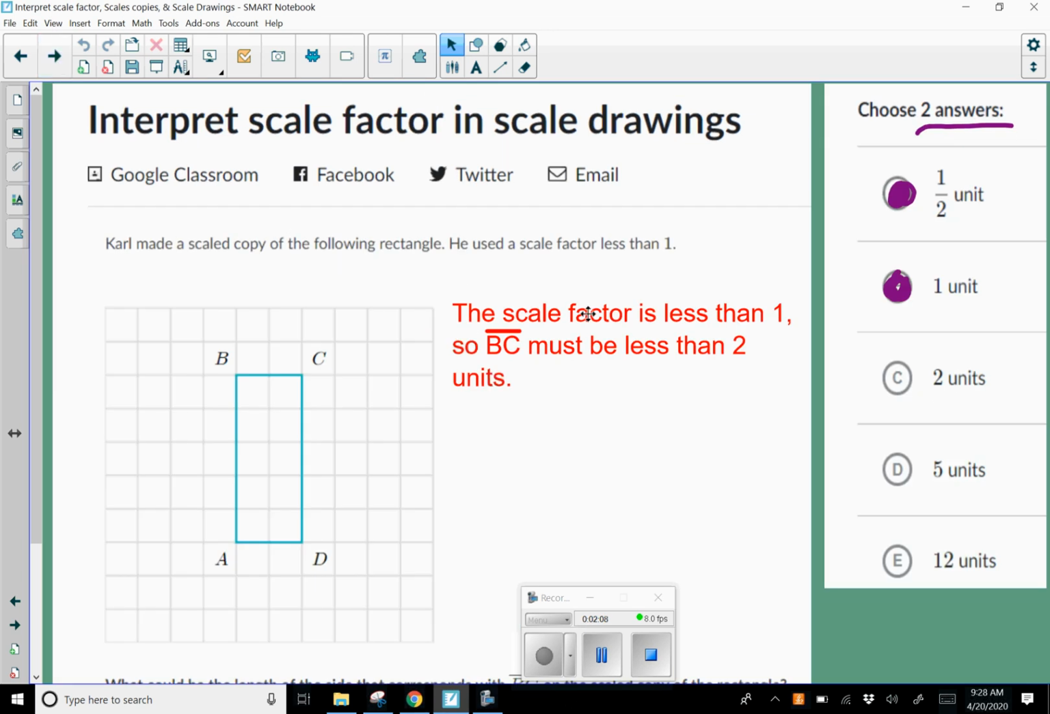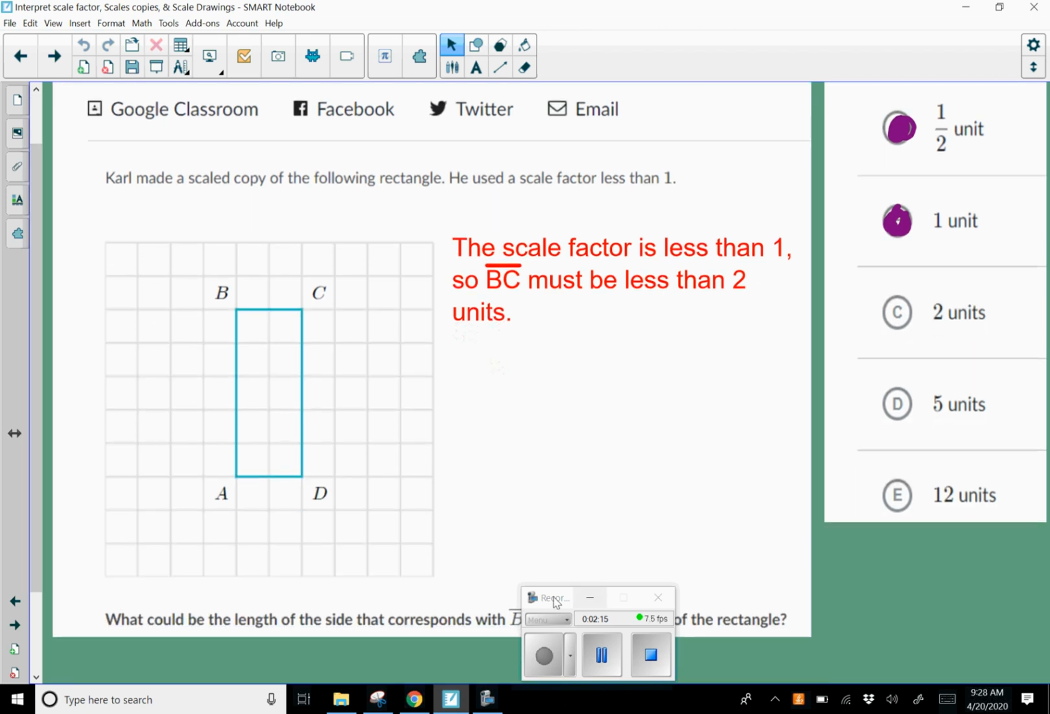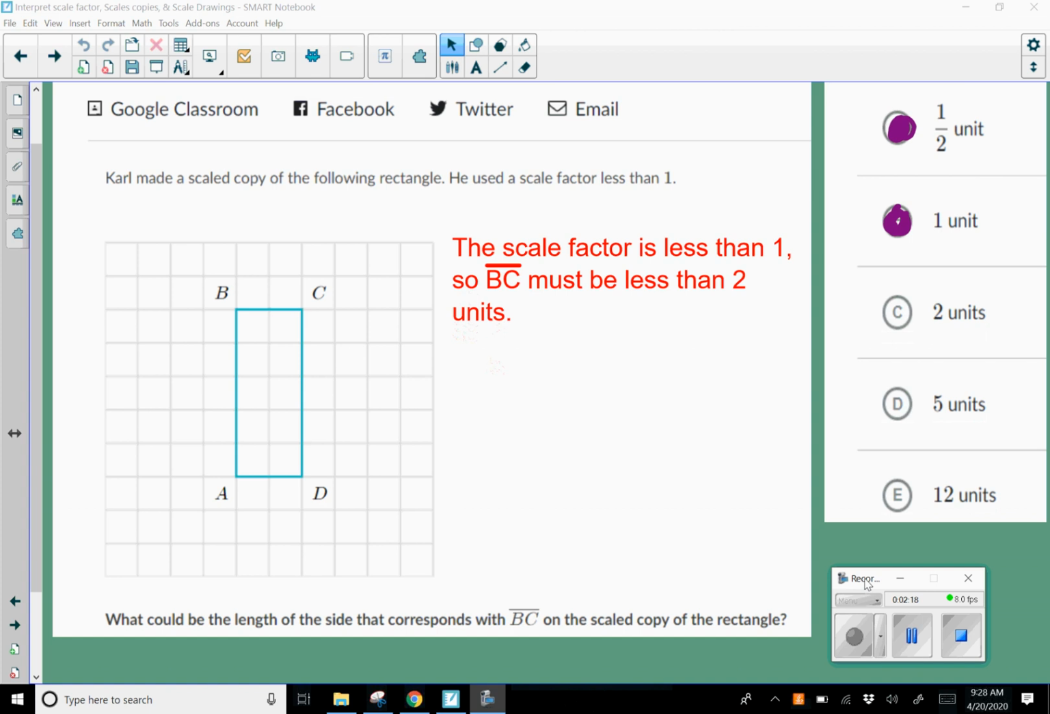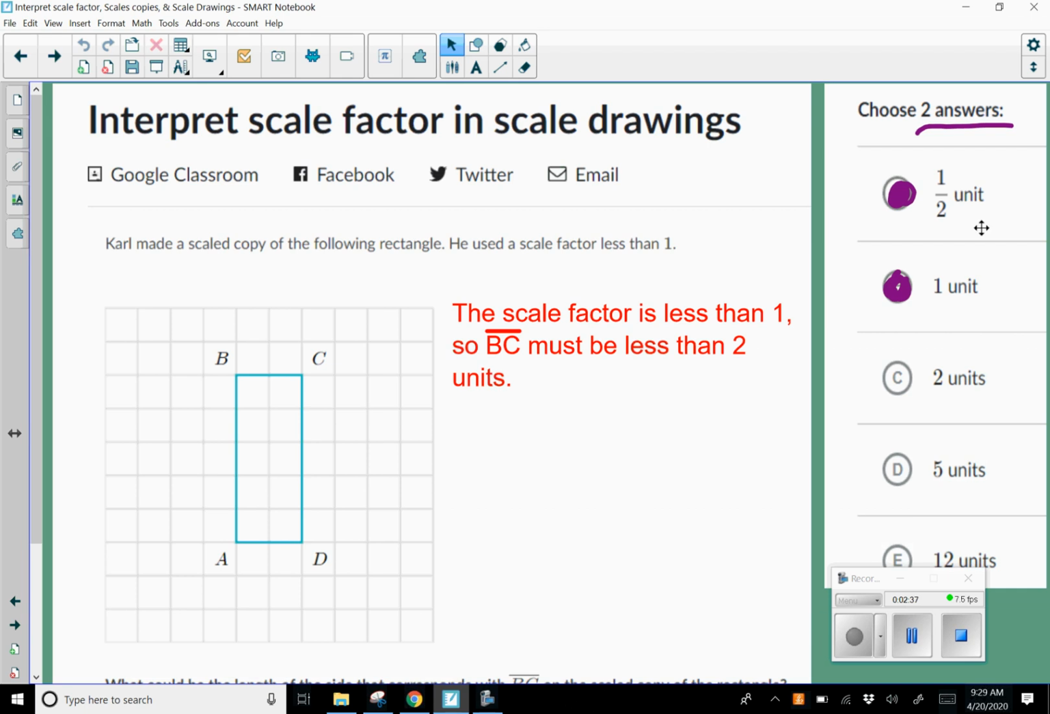Okay, in this example, it says Carl made a scaled copy of the following rectangle. He used a scale factor less than 1. What could be the length of the side that corresponds with BC on the scaled copy of the rectangle? Well, looking at BC, BC is 2 units, and you're using a scale factor less than 1, which means that your copy, the side needs to be less than 2 units because it's getting smaller. So the only 2 correct answers that would work here would be 1/2 and 1. All the other ones are 2 units or larger, which means they would not work.